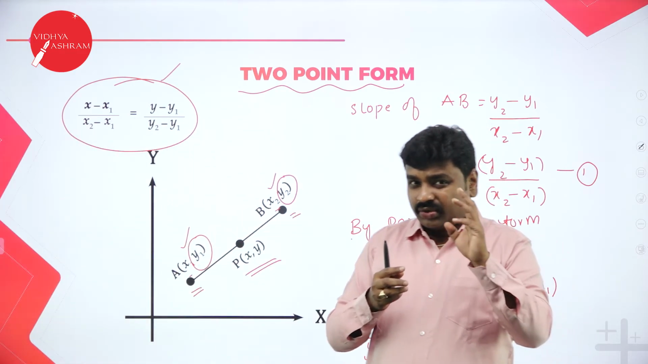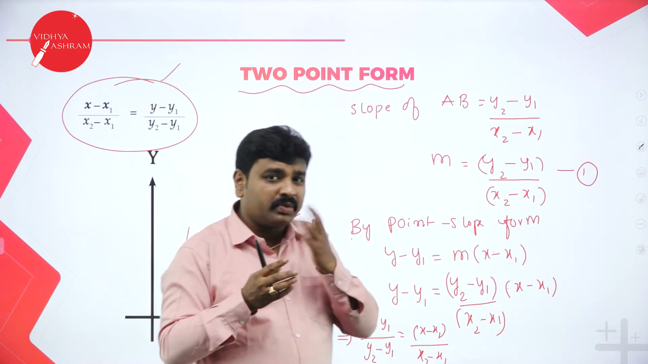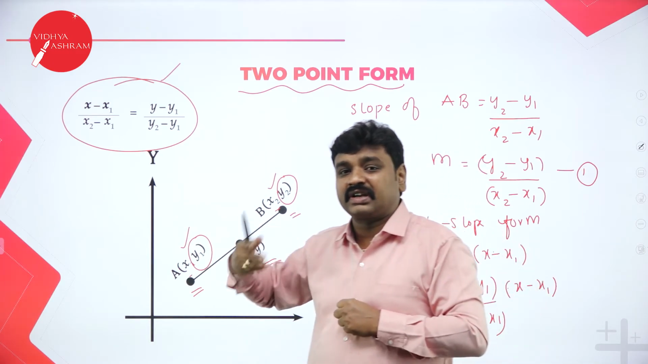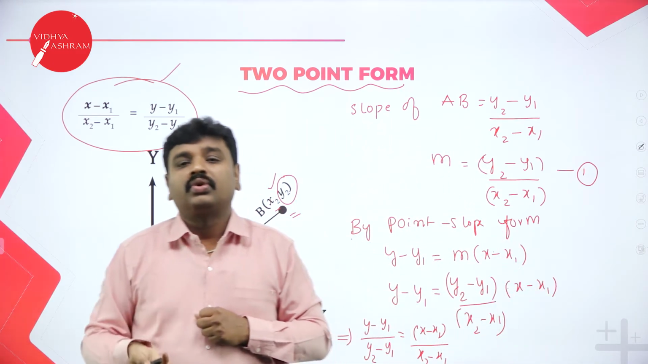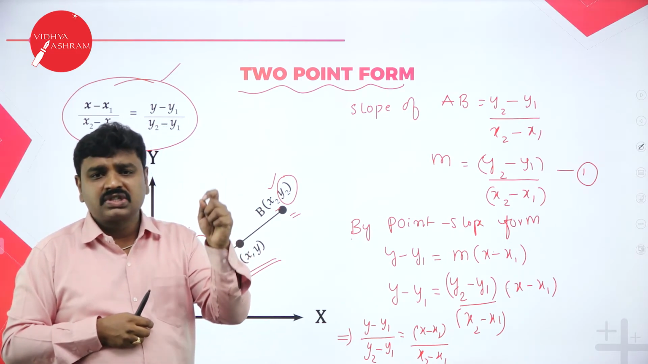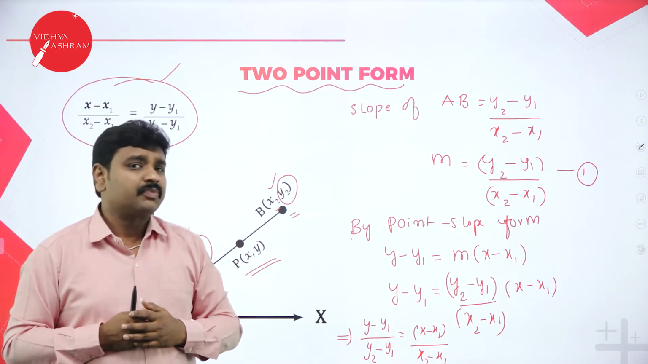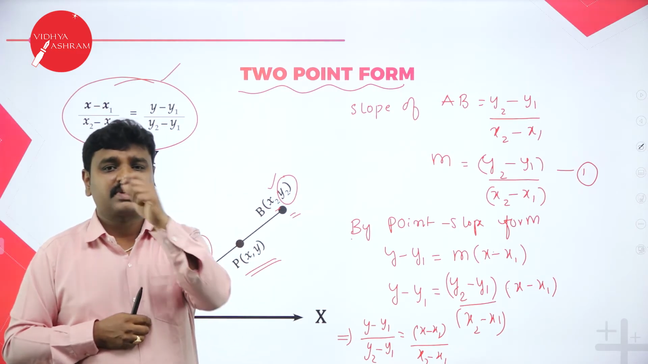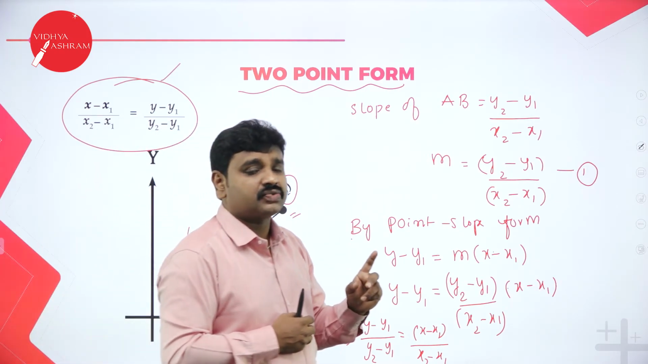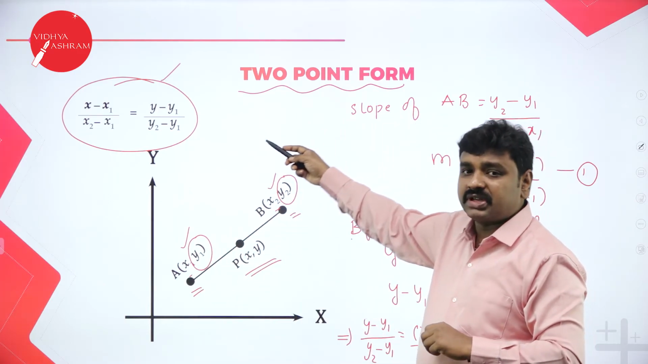My dear students, by now you have learned 3 forms. I told you by the end of the chapter, all the different forms should be on your tongue tip. Then the problems become easy, and understanding other concepts like tangents and normals becomes easier. So what is the first form? Point slope form: y minus y1 is equal to m into (x minus x1). Second form, slope intercept form: y is equal to mx plus c. Third form, 2-point form: (y minus y1) by (y2 minus y1) equal to (x minus x1) by (x2 minus x1). So now we'll do problems based on this.